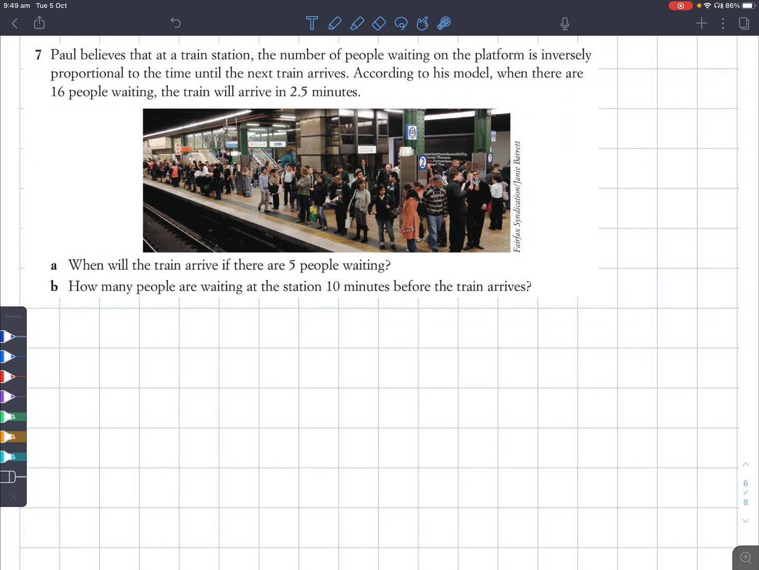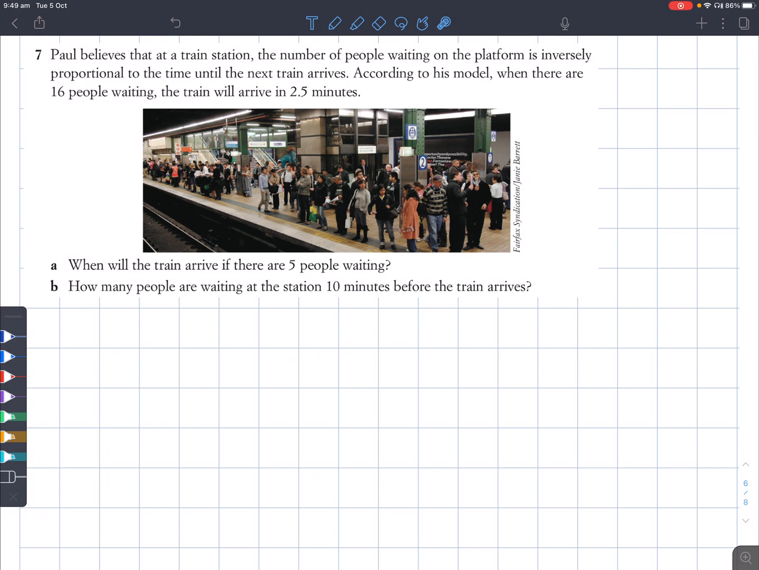Okay, off to question 7. So Paul believes that at a train station, the number of people waiting on the platform is inversely proportional to the time until the next train arrives. According to his model, when there are 16 people waiting, the train will arrive in 2.5 minutes. Part A. When will the train arrive if there are 5 people waiting?